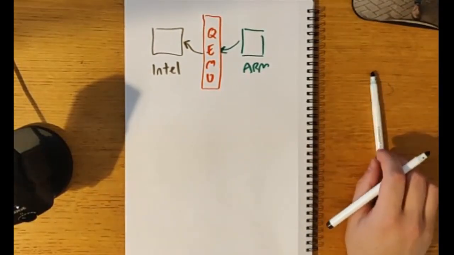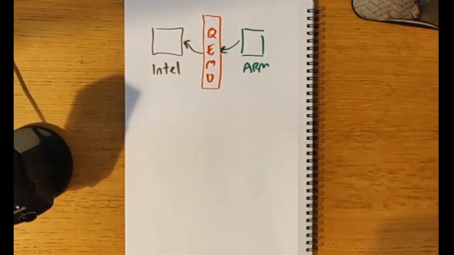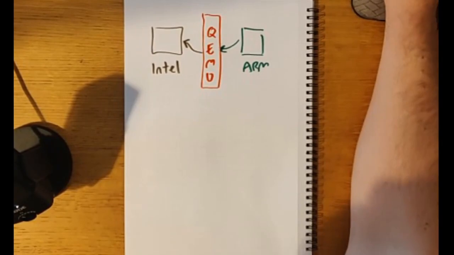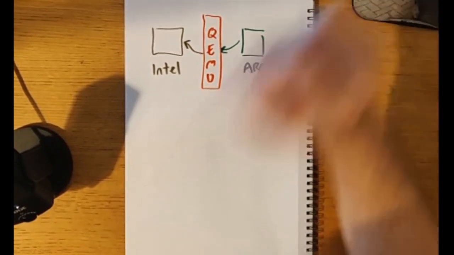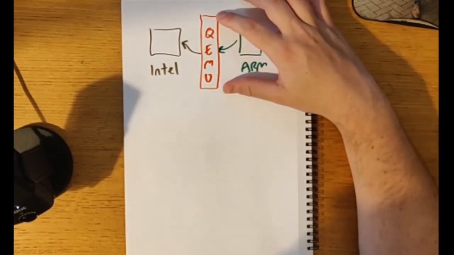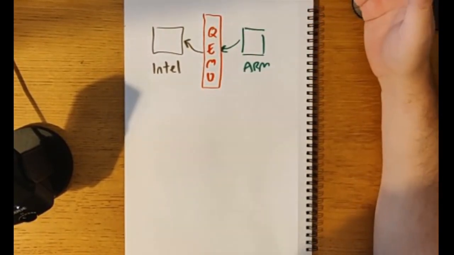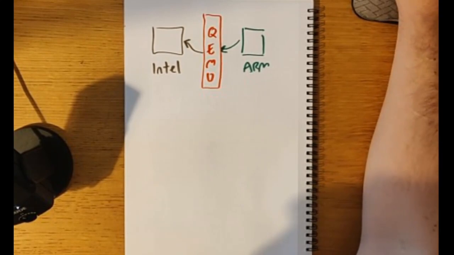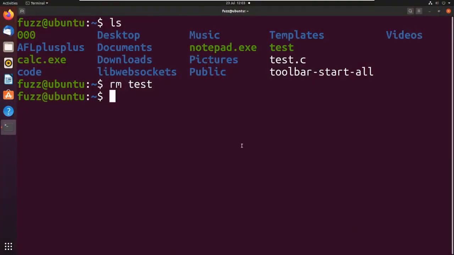Is everyone happy with that? Cool. That's what an emulator does. That's basically its job. It does this translation. Now, it doesn't just do instruction translation. It needs to also translate system calls as well, because that's not the only thing in a binary. But I'll just give you a quick example.